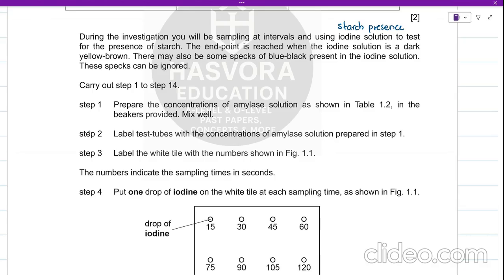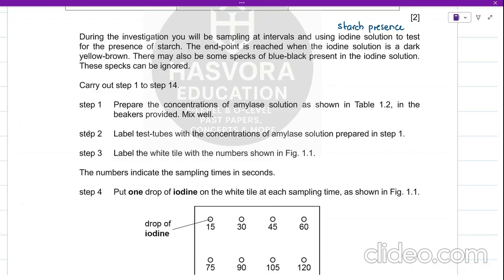You have to prepare the concentrations of the amylase solution as shown in table 1.2 in the beakers provided. So you have to prepare these five concentrations: one is 2%, the other is 1.6, then 1.2, then 0.8, then 0.4. First you have to prepare them in the beaker. Most of the students make the mistake of preparing it in the test tube in which they are going to perform the experiment. You do not have to do this. Just prepare it first in the beaker, and then take out of it the required amount.